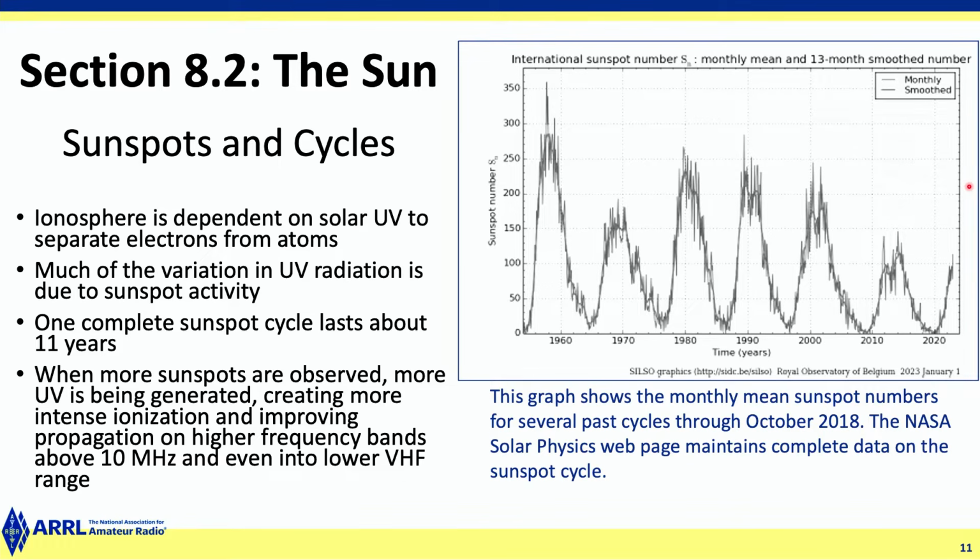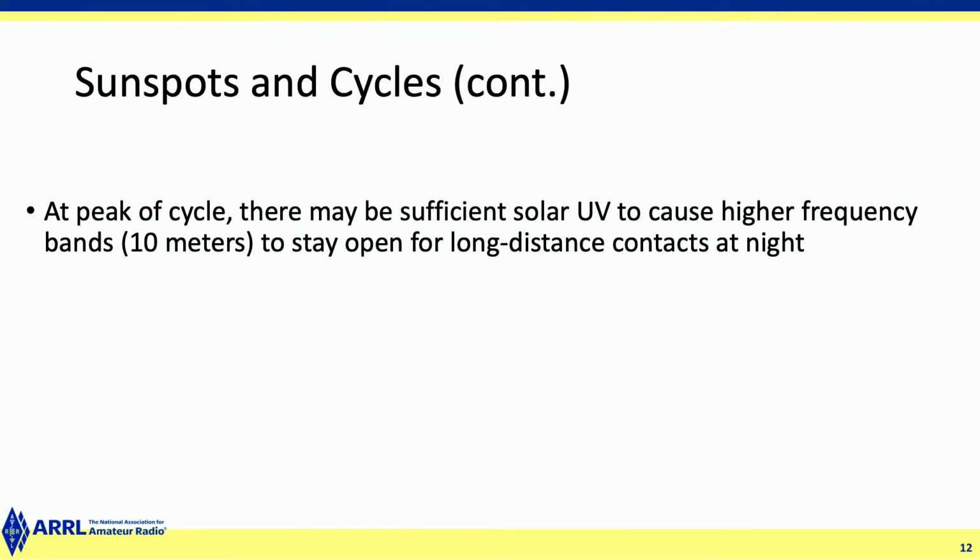When more sunspots are observed, more ultraviolet radiation or ionizing radiation is generated. It improves ionization, and you get better propagation in the higher frequencies above 10 megahertz. In fact, even getting into the VHF range, sometimes you get 6-meter skywave propagation. Rarely there can be 2-meter skywave propagation if ionization is strong enough. At the peak of the cycle, you can have enough ionization that 10 meters, 28 megahertz, can stay open for long distance contacts at night.